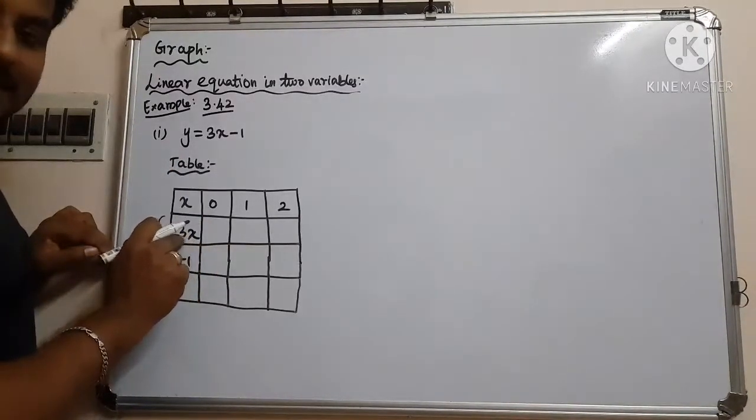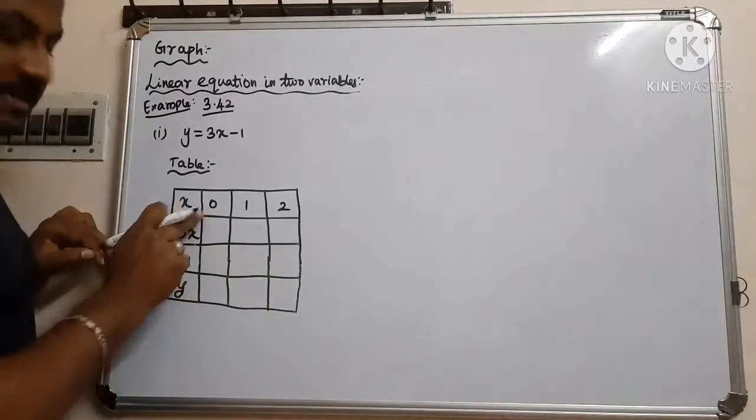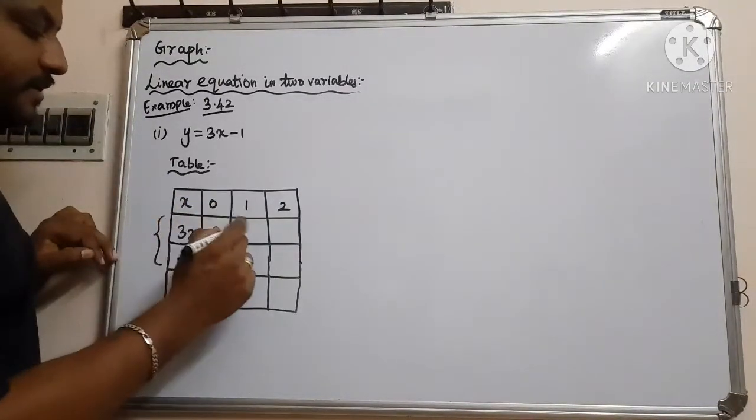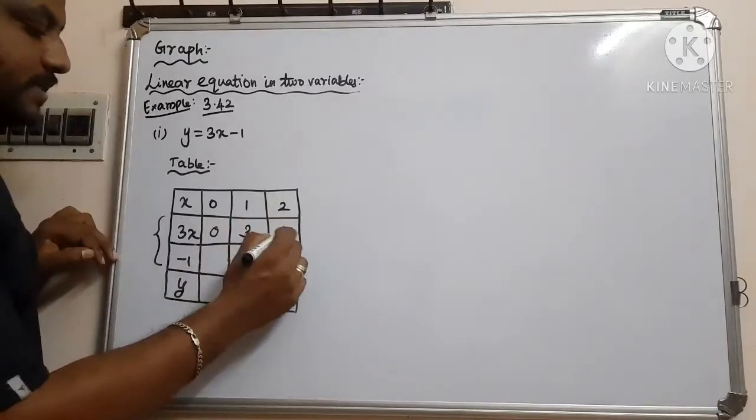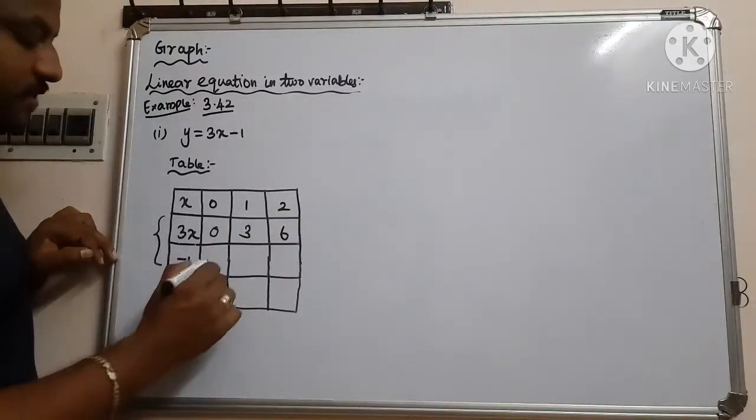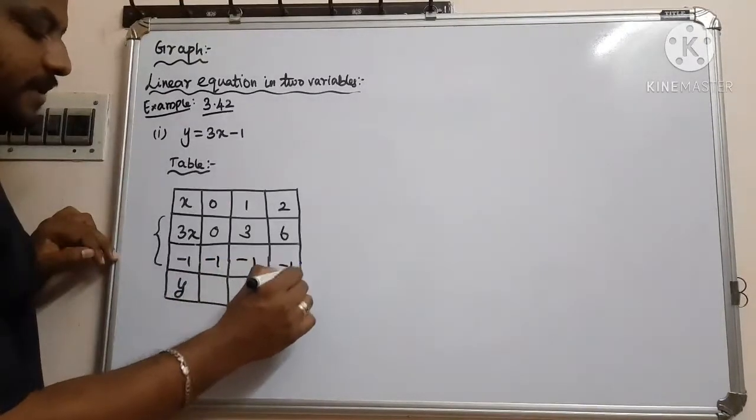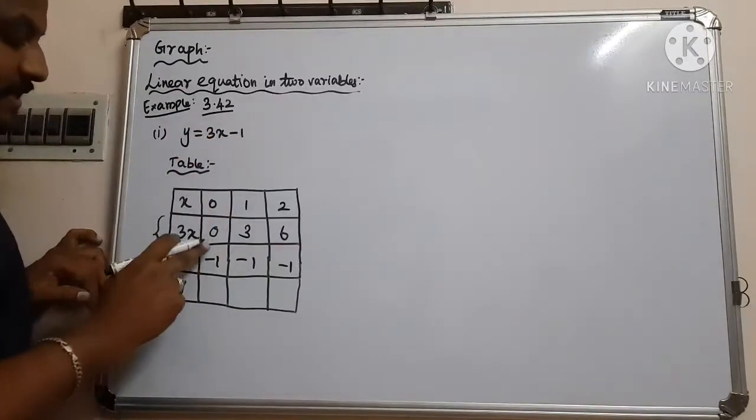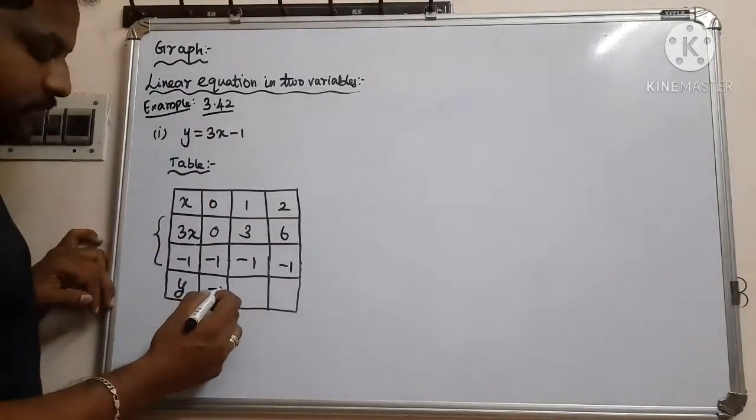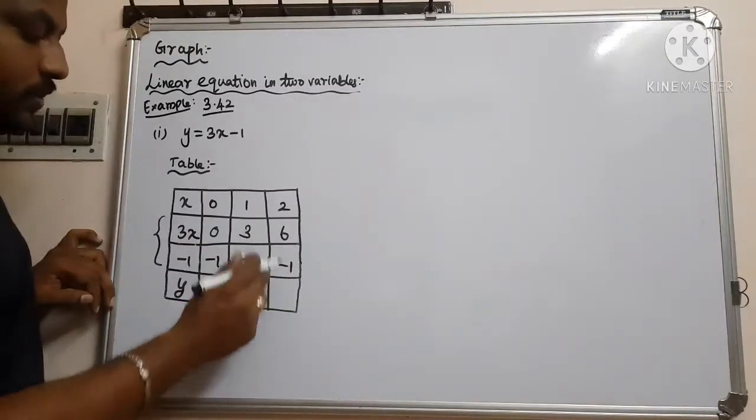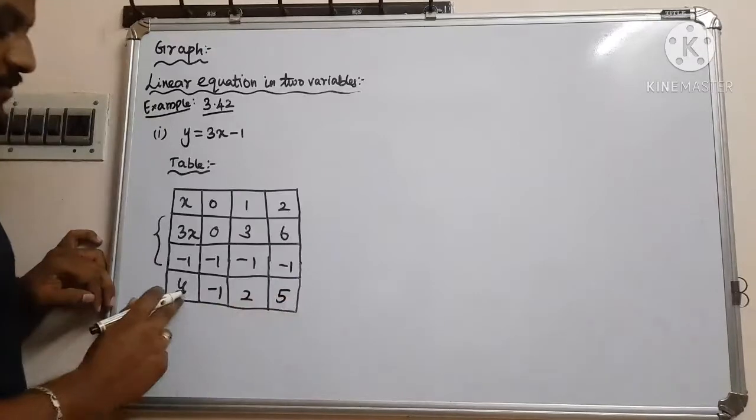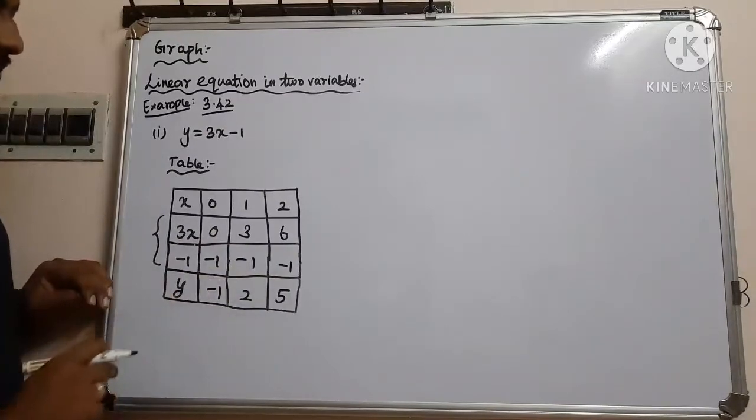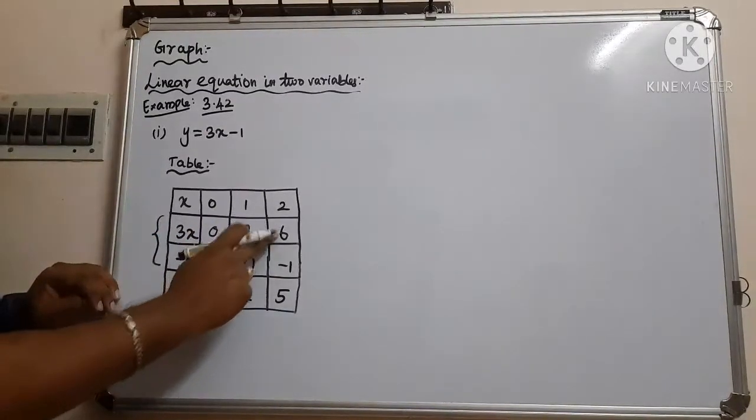3 should be multiplied with x. The x value is 0, so 3 should be multiplied with this x value. 3 into 0, 0. 3 into 1, 3. 3 into 2, 6. Minus 1 is a constant value, so you have to write minus 1 each time. Now what is the y value? The 3x value and minus 1 must be added. So 0 minus 1, minus 1. 3 minus 1, 2. 6 minus 1, 5. So this is the y value.